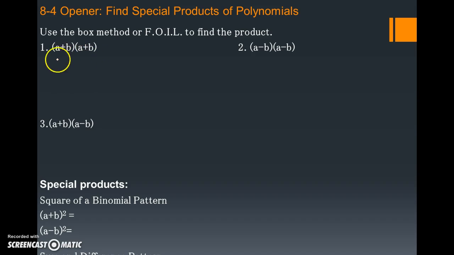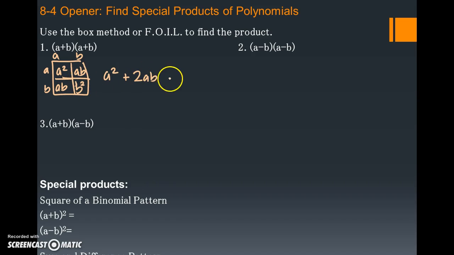For a plus b times a plus b, if I'm using a box, you have a, b, and then a plus b. A times a is a squared. A times b is ab, a times b is ab. I always put it in order, alphabetical. Instead of ba here, I'm writing ab. And then b times b is b squared. Now remember, your like terms are always going to be on your diagonals here for these. So I'm going to start with a squared, ab plus ab, 2ab, and then plus b squared.